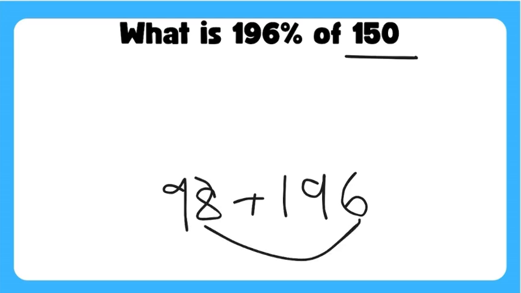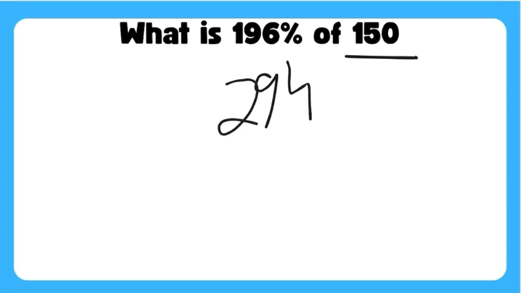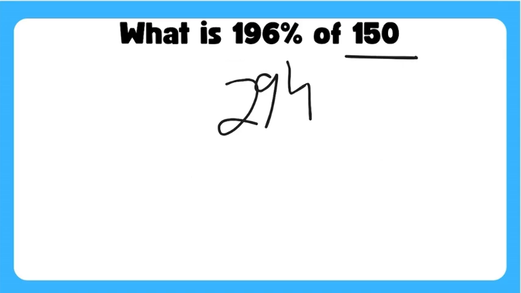So 8 and 6 makes 14 with 1 carry. 9 plus 9 makes 18, with that 1 carry, it's 19, so 9. And then there's just 1 carry and this 1, so that's 294 as our final answer. So this is the answer. It would have been much harder if we multiplied and did all that, but this just made it very easy.